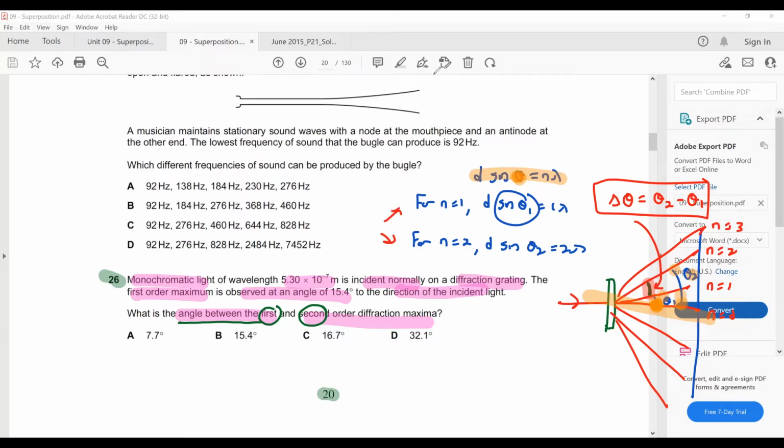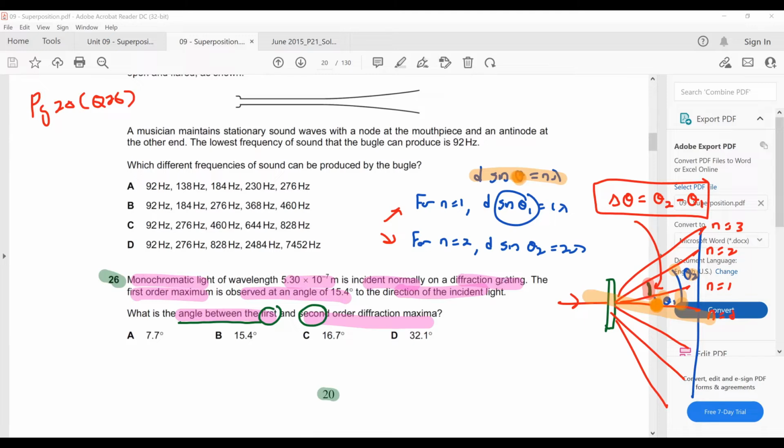Wait, sorry, I need to admit the new student. Okay, you just joined. We're on page 20 of the worksheet, question 26.